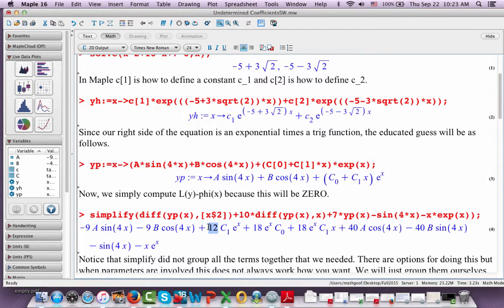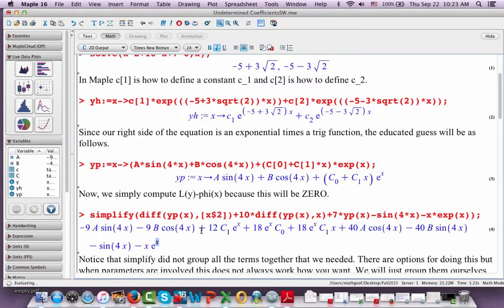We have an e to the x term. And then the next one is also an e to the x term. They weren't combined because Maple saw two different parameters and it's thinking of those as different things. And then we have another one, but this one has an x. This is an x e to the x term. And then we have another cosine term with this 40a in front, and we have another sine term over here, and another sine term here, another x e to the x term here.